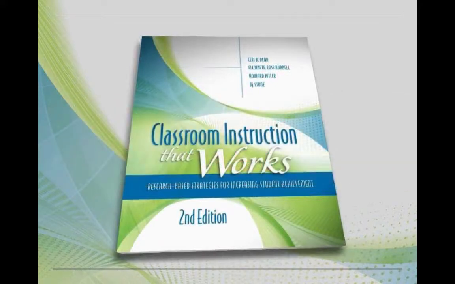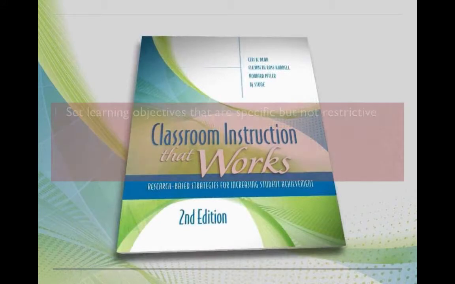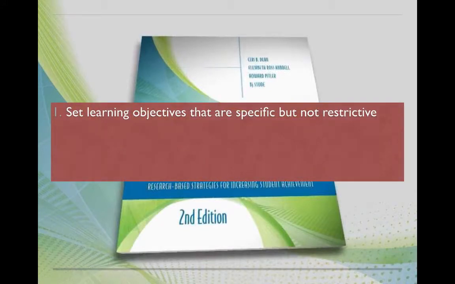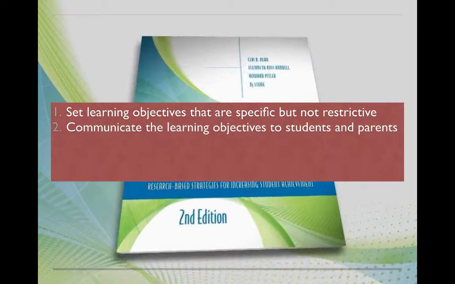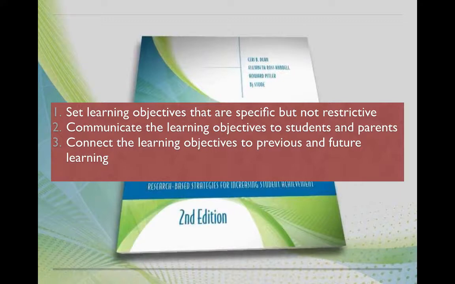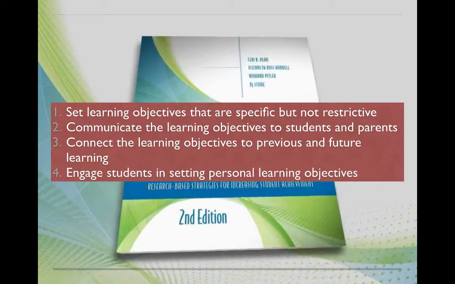Now, our book gives 4 recommendations for setting objectives. First, set learning objectives that are specific but not restrictive. Second, communicate the learning objectives to students and parents. Third, connect the learning objectives to previous and future learning. And fourth, engage students in setting personal learning objectives.